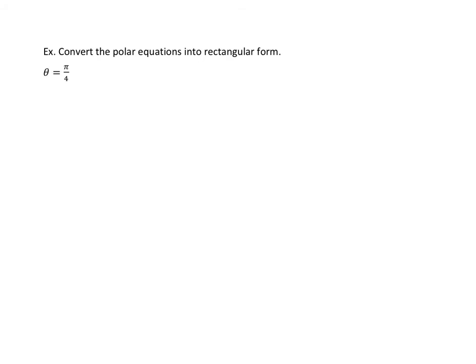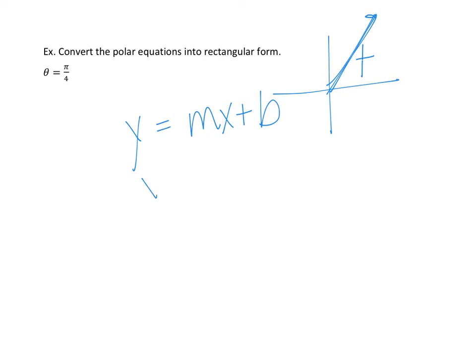Okay, convert into rectangular form. This time they only give me an angle. We know where it's at, but now I need an equation for that. If that's pi over 4, we're just looking for the equation of this line. Slope, since that's pi over 4, my slope would be rise over run, 1 over 1. Y equals mx plus b. So y equals my slope of 1, x, plus my y-intercept of 0. So y equals x.